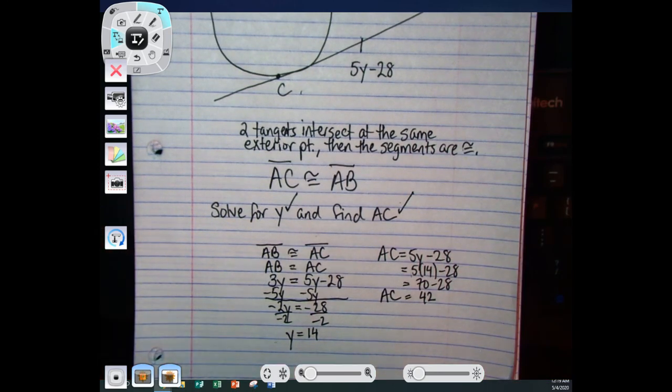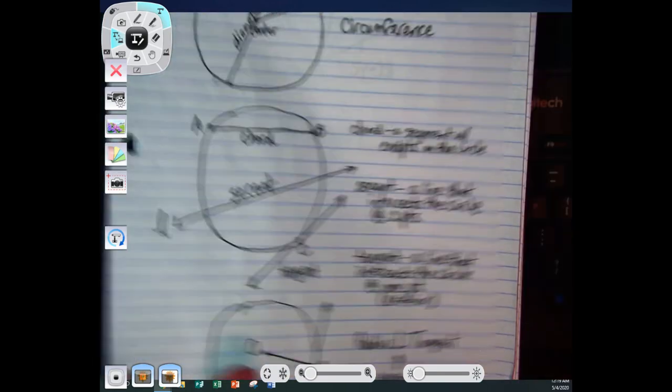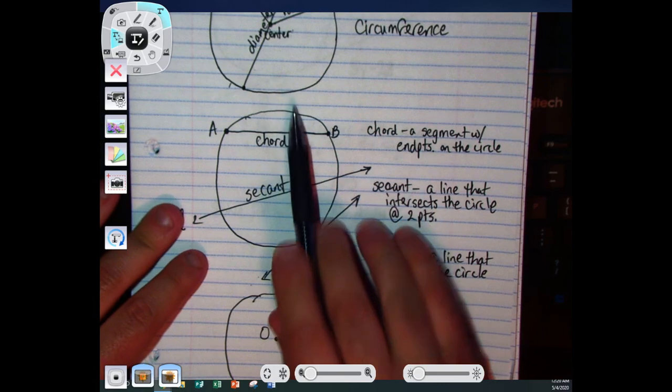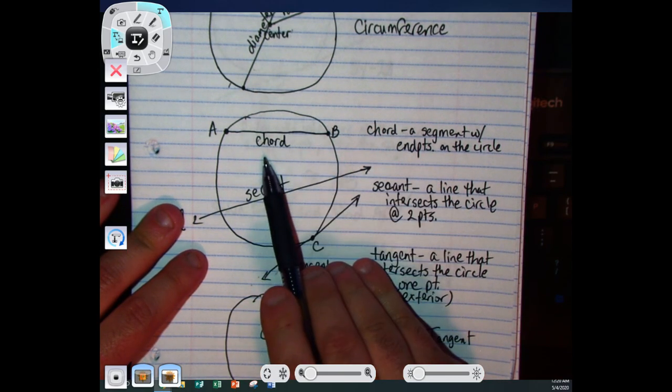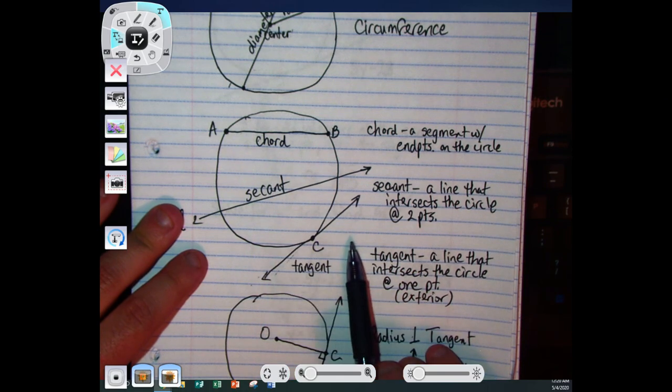All right, great. So again, just to recap, circles have three basic types of lines here besides diameter and radius. We have a chord, we have a secant, and we have a tangent.